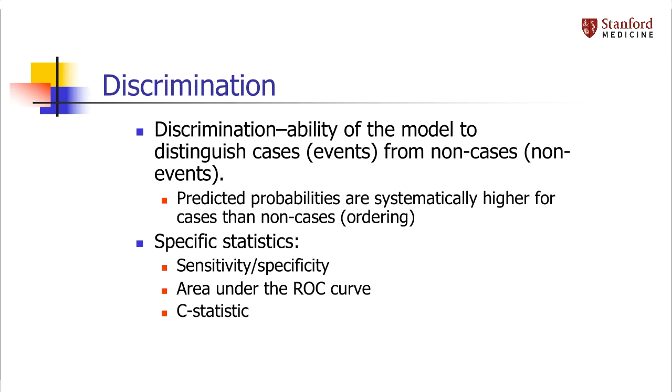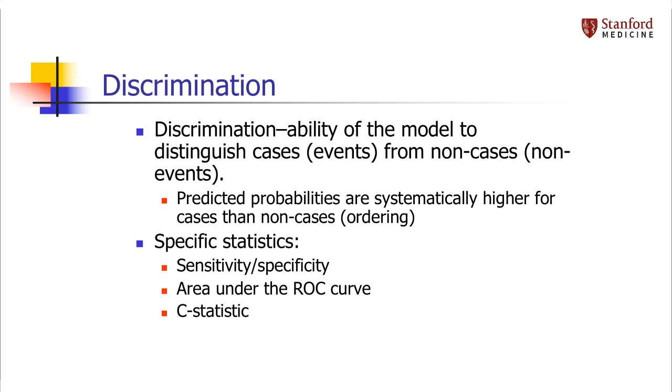Moving now to discrimination. Discrimination is just what it sounds like. When you have a binary outcome, it's the ability of the model to distinguish between people who get the outcome and people who don't. If discrimination is good, what we are looking for is that our logistic regression model will give higher predicted probabilities for people who have the events than people who don't.